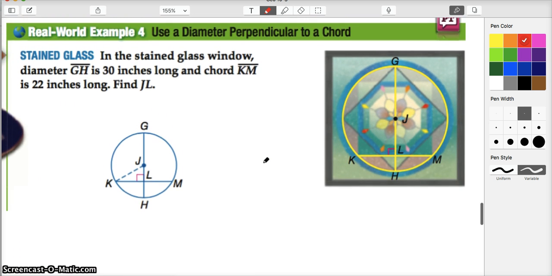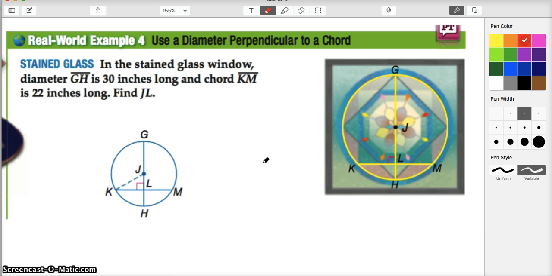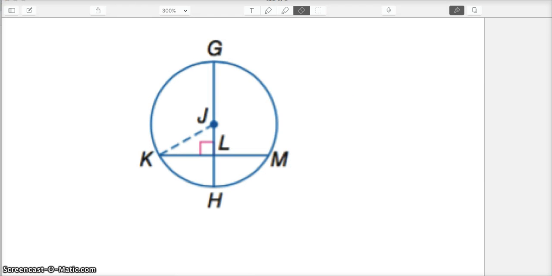Here's one. We're looking at this beautiful stained glass piece, and the stained glass window has a diameter of 30 inches, and a chord from here to here is 22 inches, and we're supposed to find JL. We've got to find this length here. So here's a nice diagram that we can use of the situation. Let's make it a little bit larger.